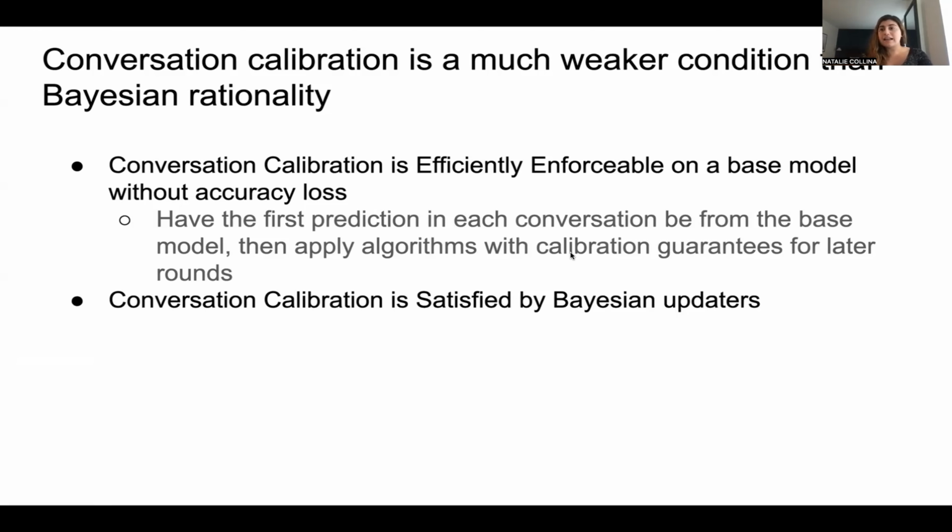It's also satisfied by Bayesian updaters. So, for those who are happy with the Bayesian model, the Bayesian model still applies. This is a strictly weaker generalization. So this is also a more flexible framework for humans. If you imagine humans are Bayesian, well, now they can be Bayesian plus something else, and it still works.